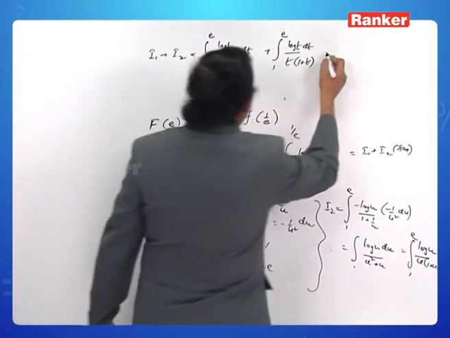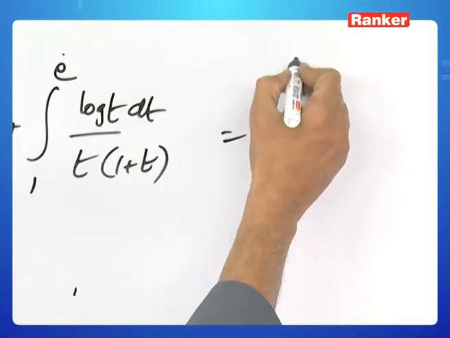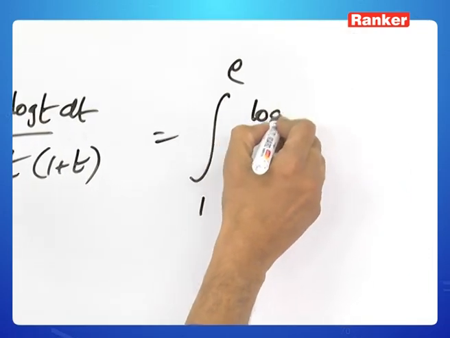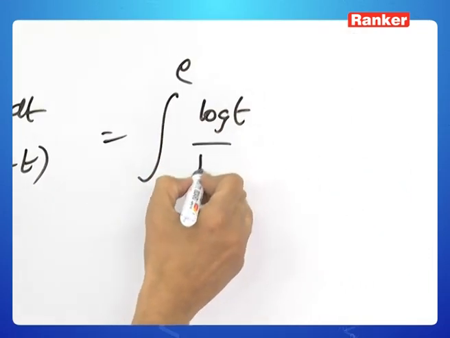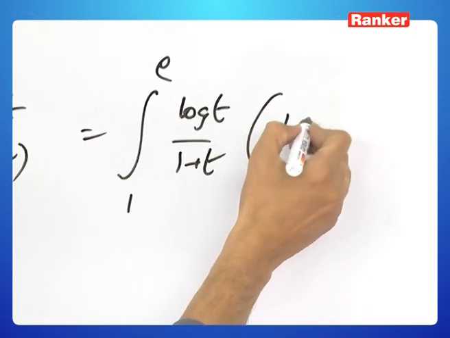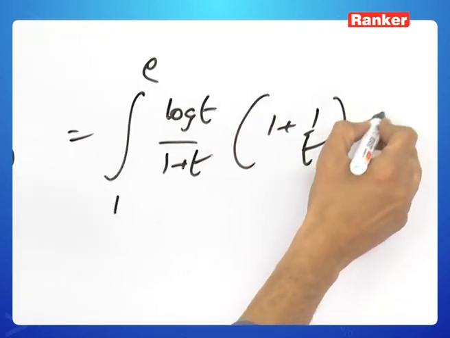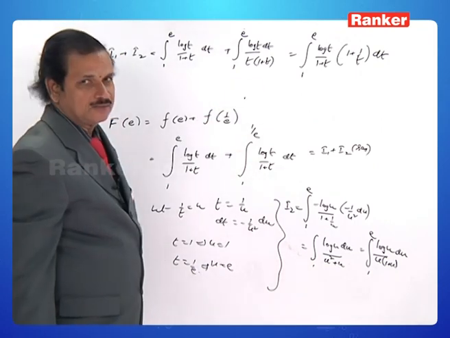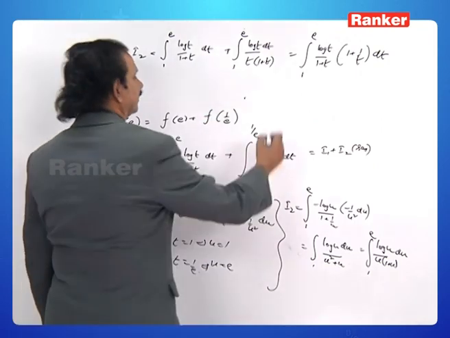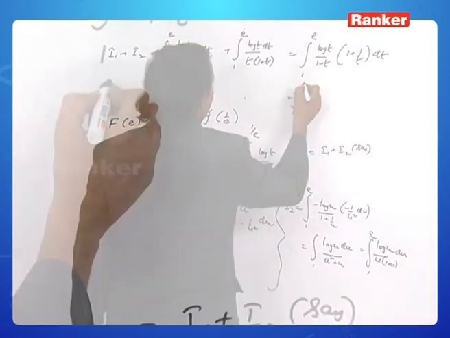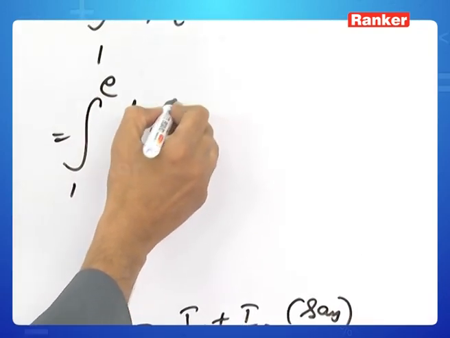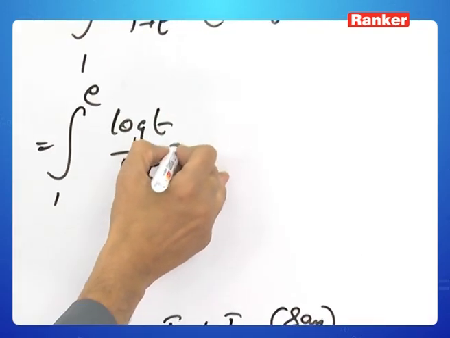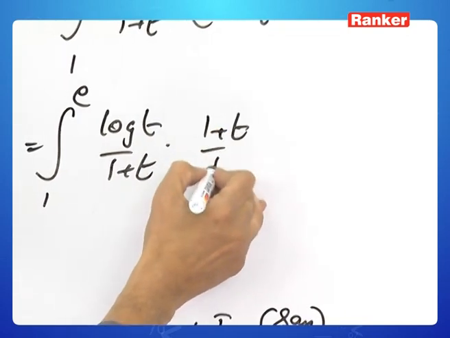Well, you add these two. Integral of 1 to e of log t by 1 plus t into 1 plus 1 by t. What is 1 plus 1 by t? T plus 1 by t. Integral 1 to e log t by 1 plus t into 1 plus t by t.